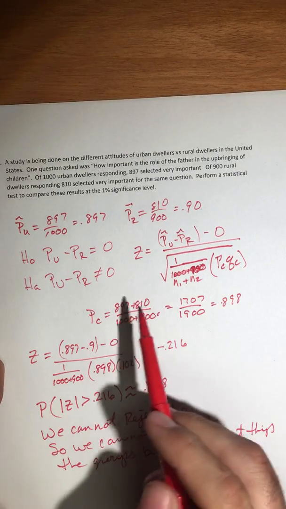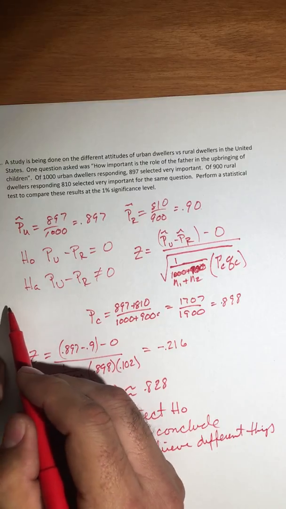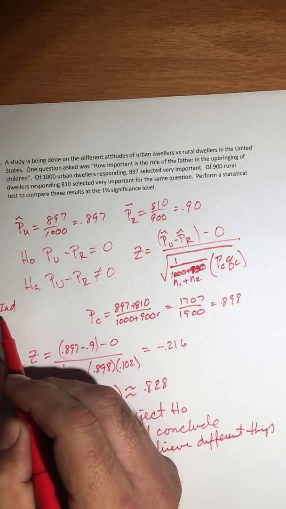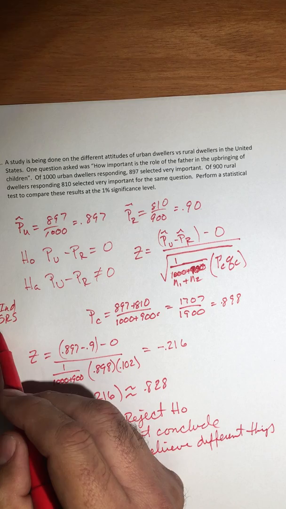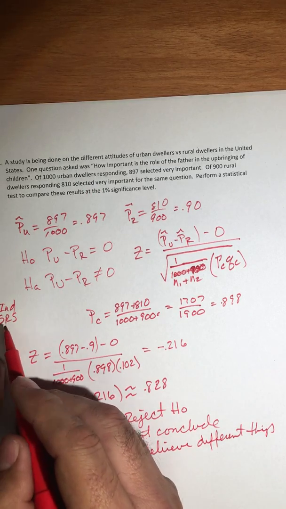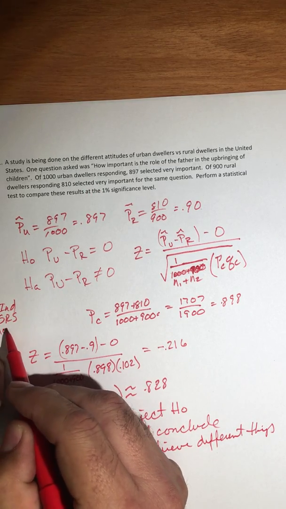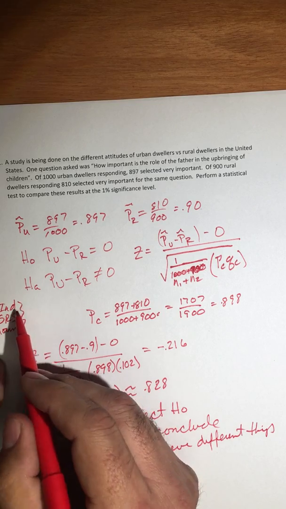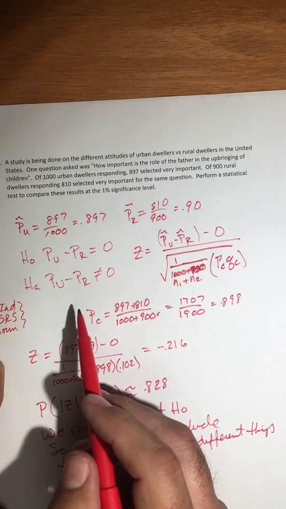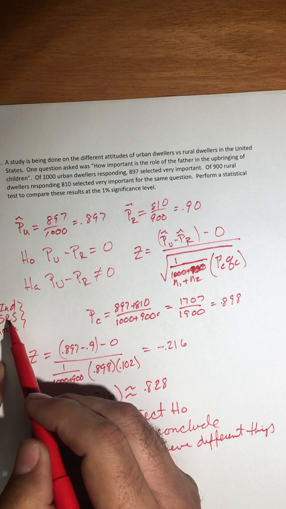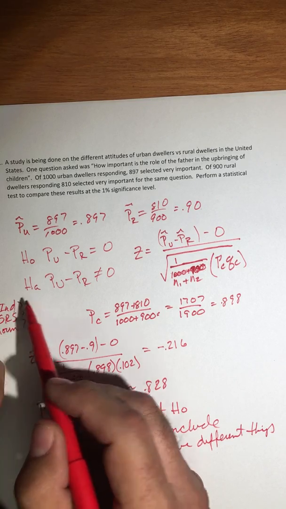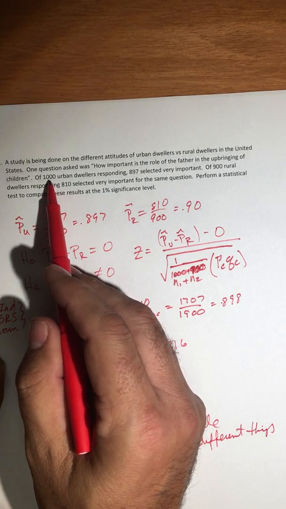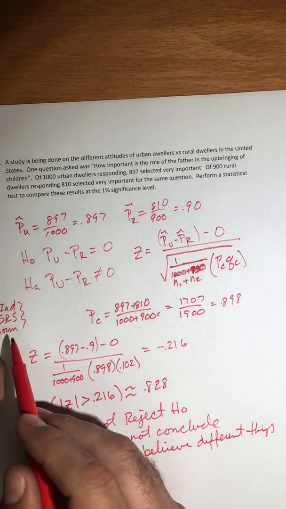Now, I didn't check my assumptions, so we have to remember that we need an independent, simple random sample with no outliers, but it's a proportion problem, so don't worry about the outliers, and the normality. So it tells us that it was a random sample, so we have to assume that we have a random sample. Independence, clearly there's more than 10,000 urban dwellers, and there's more than 10,000 rural dwellers.